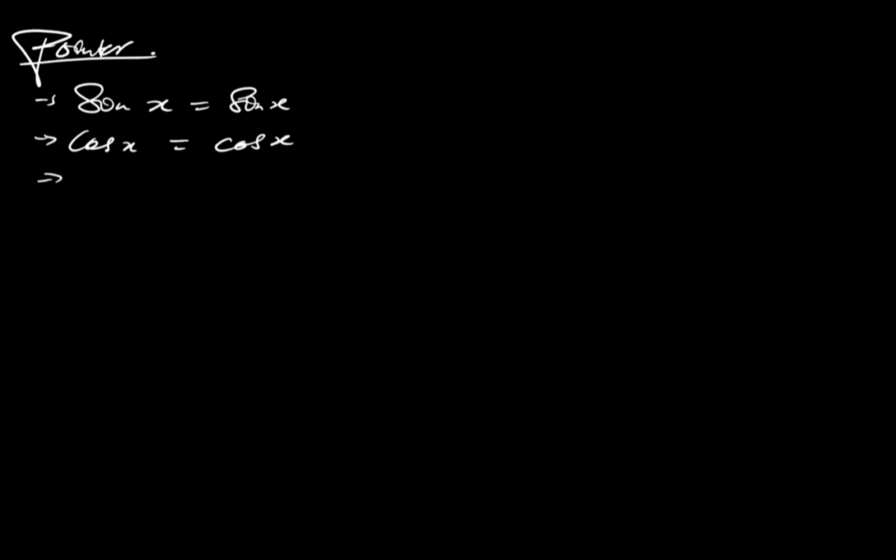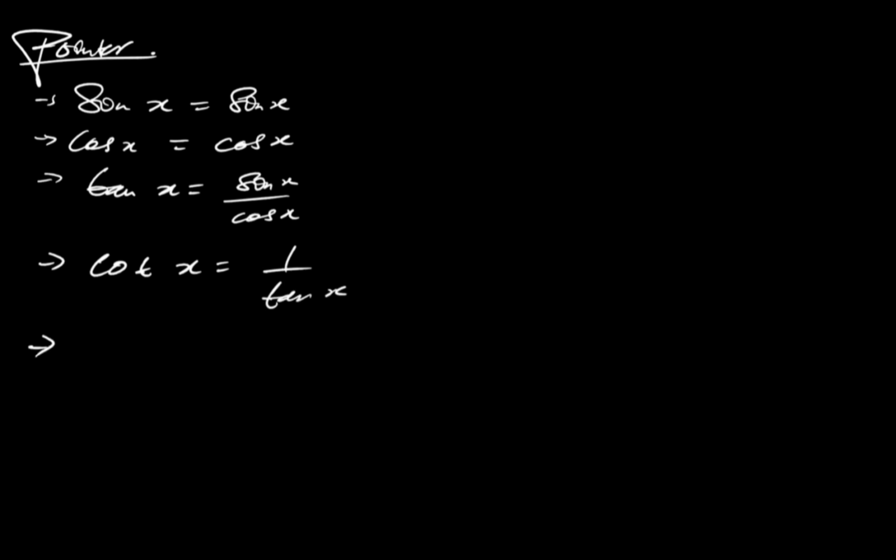There are some trigonometric functions such as tan x. Tan x is equal to sine x over cos x. Then we can look at cot x. Cot x is equal to 1 over tan x. Tan is just the reciprocal of cot, so if I reciprocate tan, I get cot. In short, cot x is cos x over sine x.